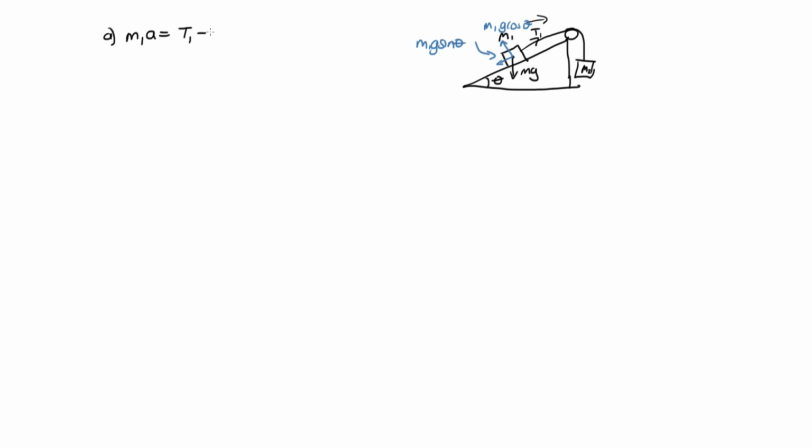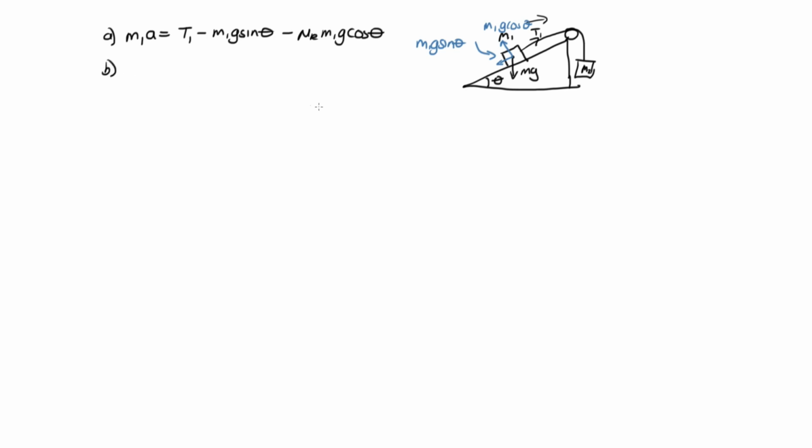So we've got m1g sin theta pulling it down the slope, and then this reaction force results in the friction, so we've got minus mu_k m1g cos theta, which is also pulling it down the slope, opposing its motion up the slope. Okay, so that's our answer to part A.